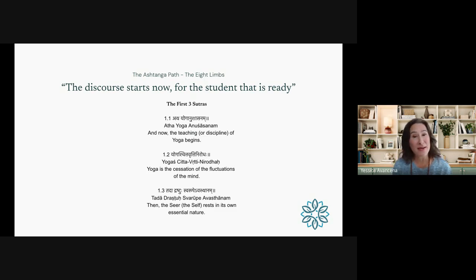The other thing to keep in mind is that all of these are usually chanted or sung in a particular way. So if you take a look at the very first one, if you just read it, it would say Atha Yoga Anusasanam. My yoga teacher actually is a chanter, so she would chant it, and that's how you would hear it, and they would keep going.